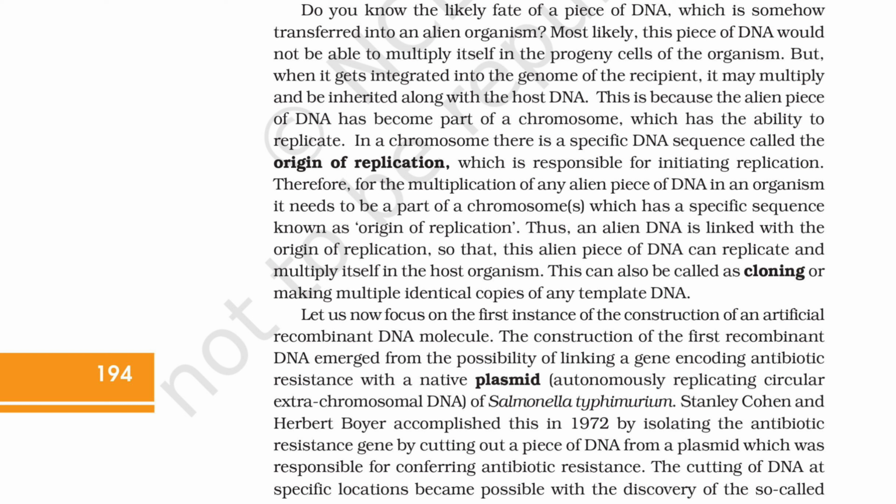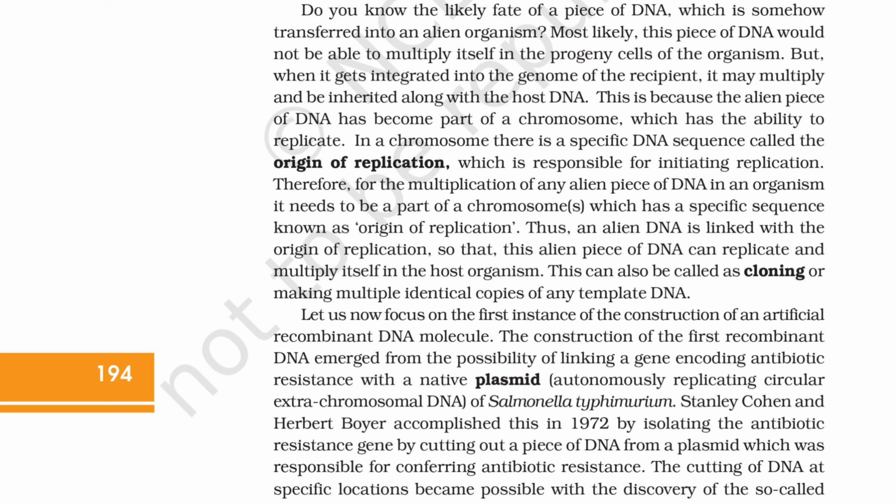Therefore, for the multiplication of any alien piece of DNA in an organism, it needs to be a part of a chromosome which has a specific sequence known as the origin of replication. Thus, an alien DNA is linked with the origin of replication, so that this alien piece of DNA can replicate and multiply itself in the host organism. This can also be called cloning, or making multiple identical copies of any template DNA.